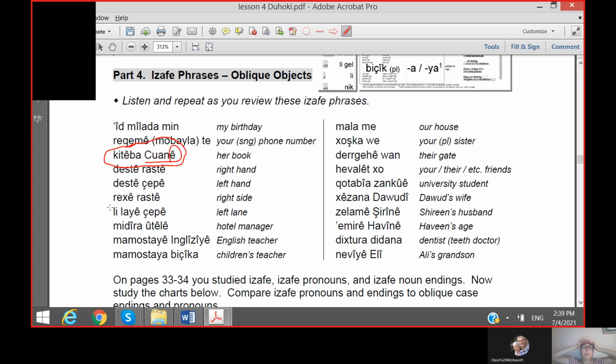Now, sometimes it helps to remember that I taught you izafe first. So that means the first ending is going to be an izafe ending. And now I'm teaching you oblique. So the second thing is the oblique case thing. Just remember that oblique goes with objects. Oblique starts with an O. Objects start with an O. That helps you. So listen and repeat these izafe phrases with the audio recordings.